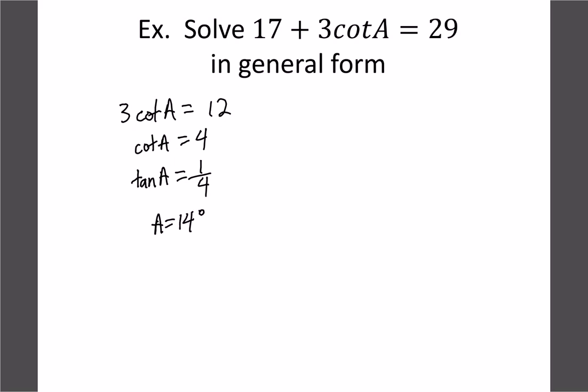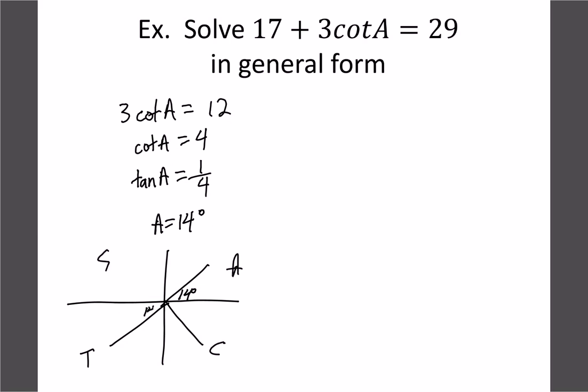So now all we have to do is figure out what are our other possible angles. So we've got 14 degrees here, and that's when tangent was positive. The other tan coordinate is down here. So that would be 14 degrees there. So our other answer should be 194.